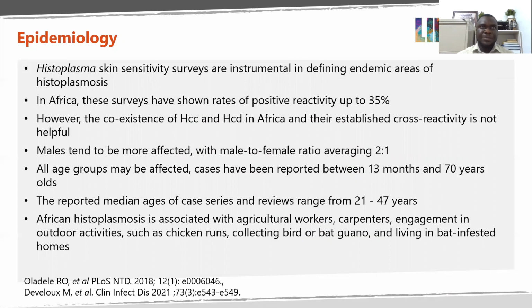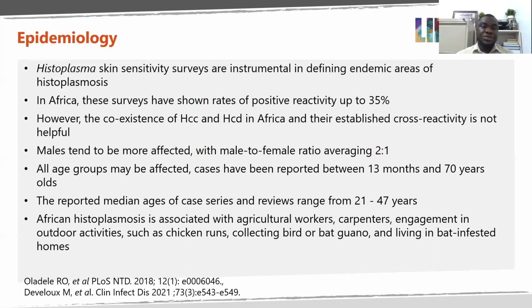But because the histoplasmin that is used for this sensitivity testing is prepared from the variant capsulatum, it tends to cross-react with that of the variant duboisii. When you do the survey, you are not really sure which one is captured, and we have both, quite common in Africa too. So it's really a problem to define exactly the epidemiology or the hotspots in Africa using this approach.